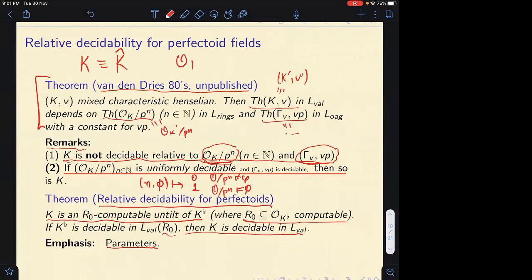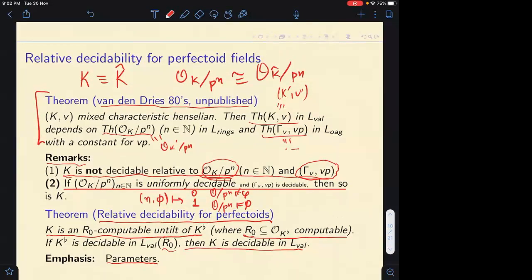The reason is that O mod P to the n is canonically isomorphic to O_K hat modulo P to the n. And the value groups are going to be isomorphic as well. So you can apply Van den Dries to deduce that K will be elementary equivalent to its completion whenever K is a Henselian field, let's say, of mixed characteristic and the value group is of rank 1. So in characteristic 0, you don't really care whether your field is complete or Henselian.